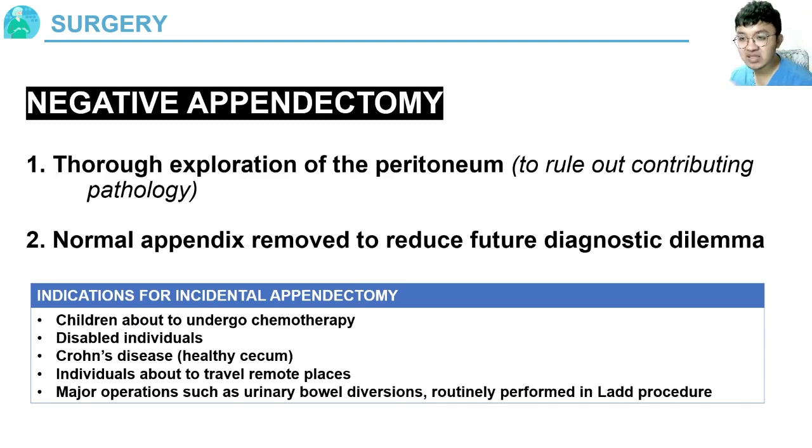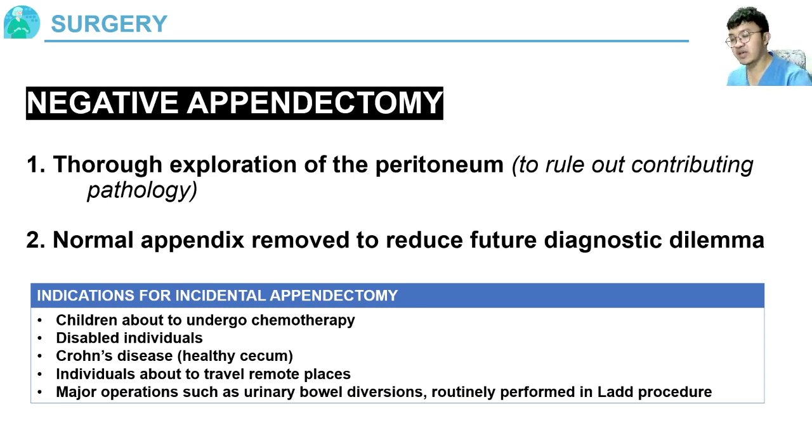Okay, so this has appeared in a previous board exam or two: a negative appendectomy. If you opened the patient and you did not identify appendicitis, what you should do next, number one, is explore the peritoneum very extensively to rule out contributing pathology. It might be adenitis, it might be a mass, there might be an adnexal problem, especially if it's female. There might be secondary peritonitis from a ruptured hepatic abscess or diverticulitis. Then remove the normal appendix to reduce future diagnostic dilemma.